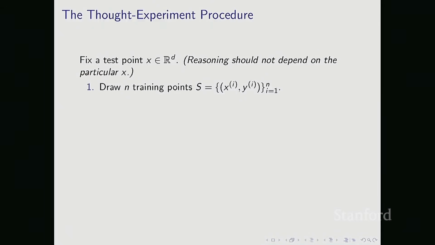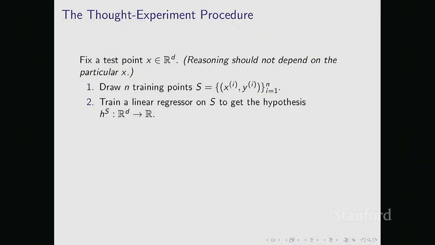So here's the thought procedure. We're going to fix a test point X. I'm not going to be precise about how we pick X, but your reasoning shouldn't depend on X. You're not going to pick something specific about the function or look at its decision surface. You're picking a generic point X. Does that make sense? Then you're going to draw n training points, x_i's and y_i's. That's your S that you had from before, the last slide. This was one sample of the training set.